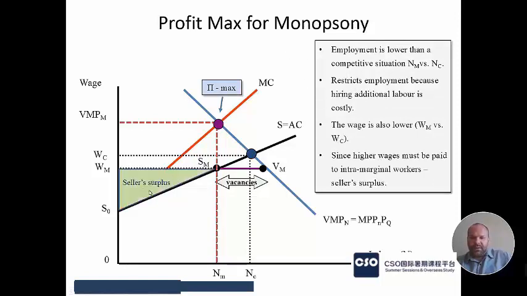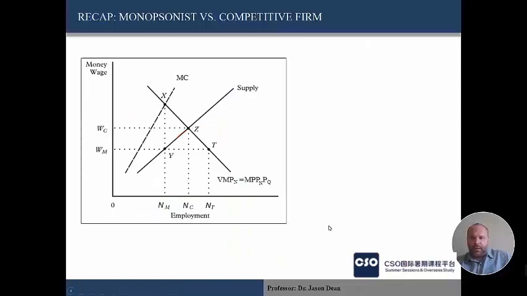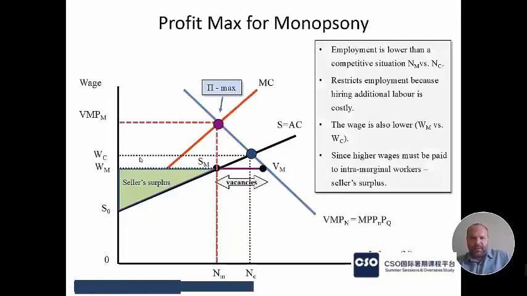The seller's surplus would be here. So this is the worker surplus. Whereas before it would have been this entire triangle here. Okay, so the seller's surplus has decreased.